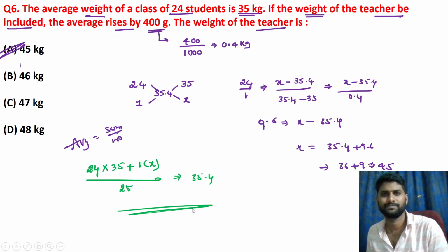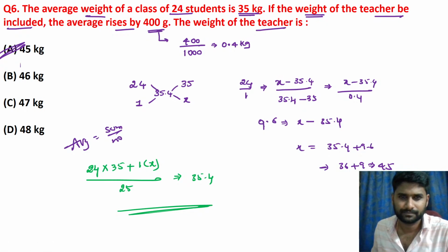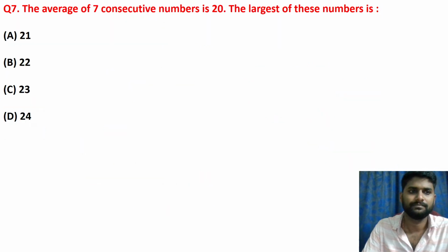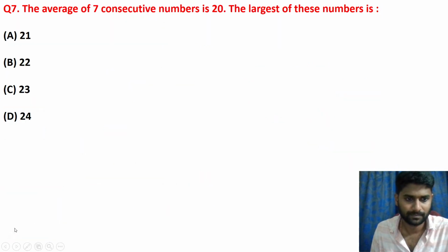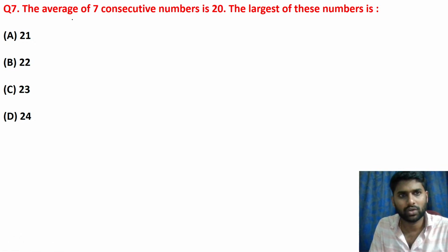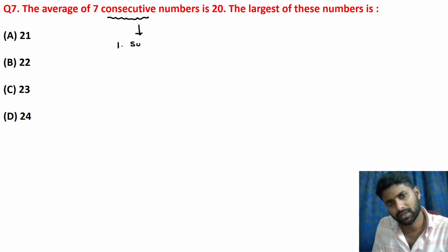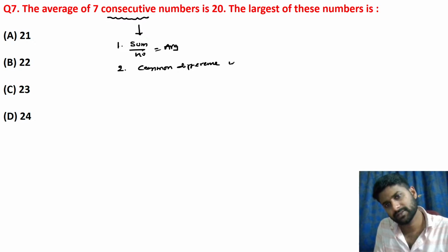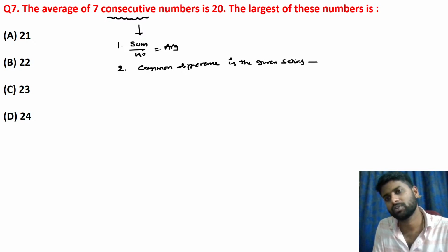Let's go through the next question. Same question related to averages. So there is one concept in averages, the concept of consecutive numbers. Remember, if you want the normal calculation, sum by number defines average. Otherwise, see the consecutive number concept. Consecutive means common difference in the given series. Those numbers are consecutive numbers.